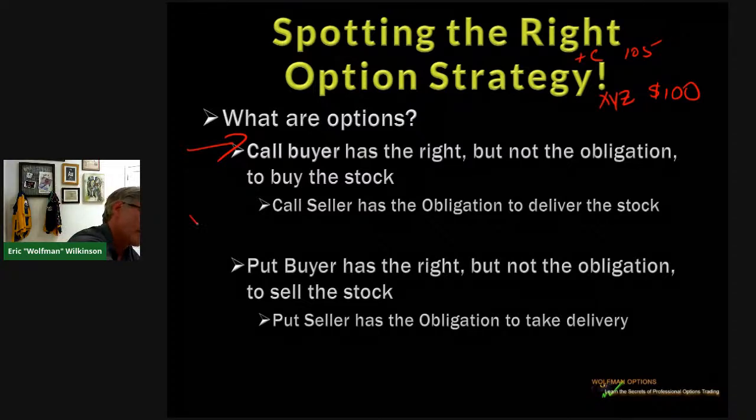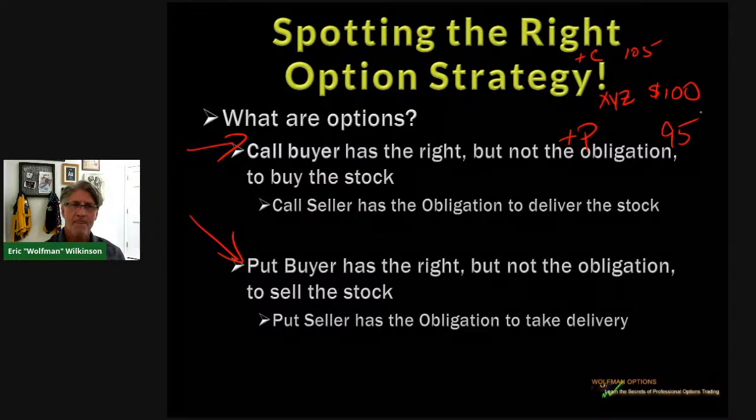All right. Now let's get over to the puts. The put buyer has the right, but not the obligation, to sell that stock. So if I buy a put at 95, I have the right, but not the obligation, to sell the stock. Now, if I buy a put at 95 and it's trading at 100, do I want to sell it at 95 right now? No. But if it fell down to, say, 75, and I can sell it at 95, what are you going to do? There's value in that, of course, right?